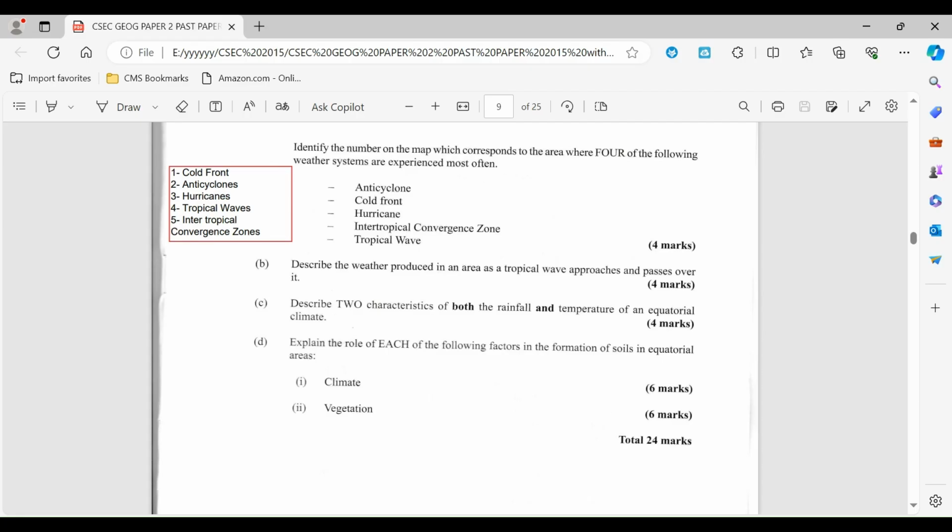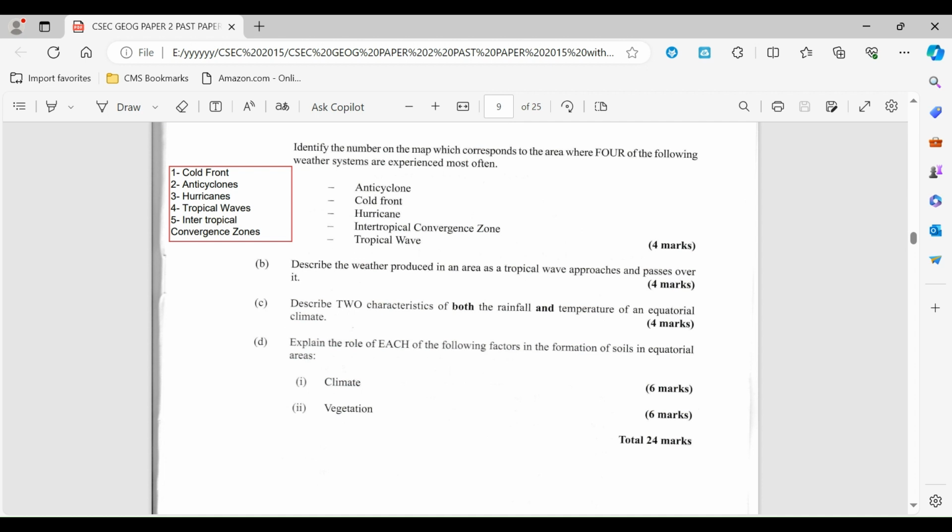So let's go over temperature in the equatorial region. You have hot and warm all year round. There's constant high temperature between 26 to 29 degrees Celsius, and there is also an annual range of approximately 3 degrees Celsius. Now let's talk about rainfall.